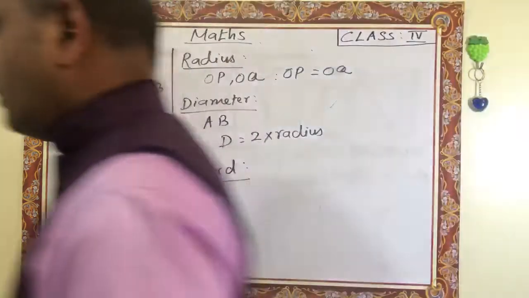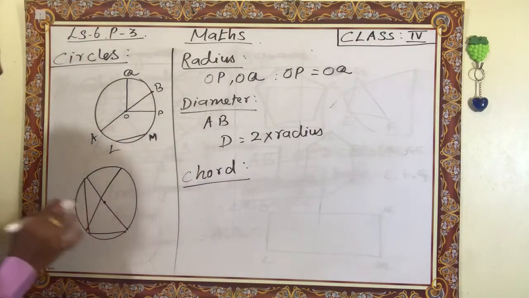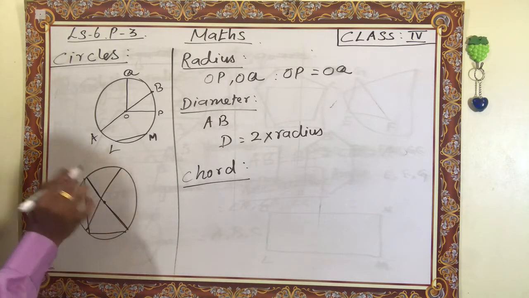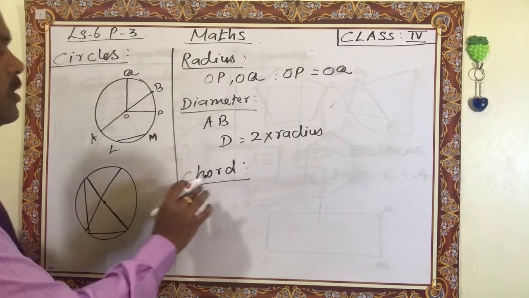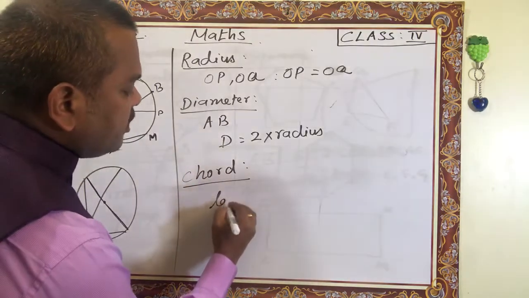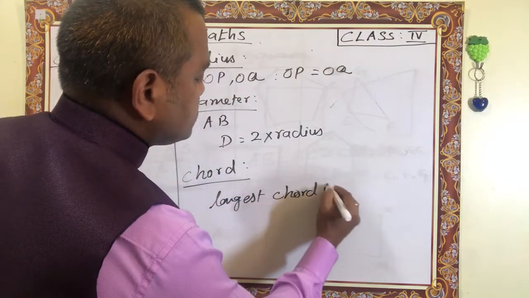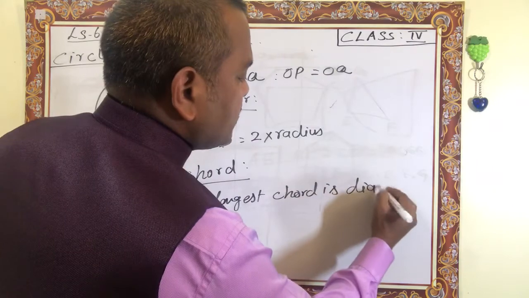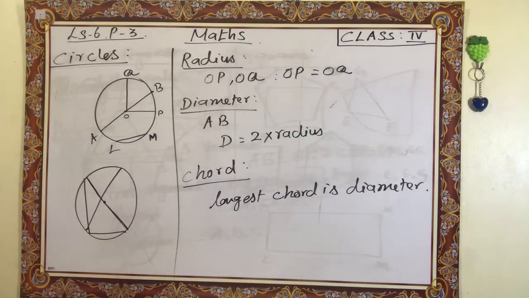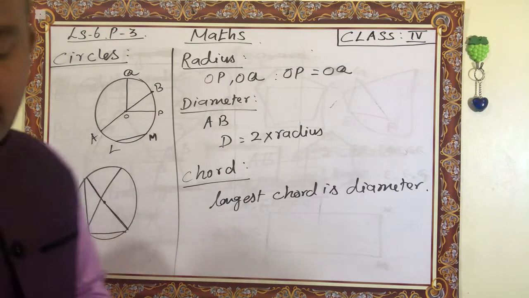This is called a chord. But this chord is also passing through the center of the circle. And this chord is the longest chord, the diameter. The longest chord is the diameter.